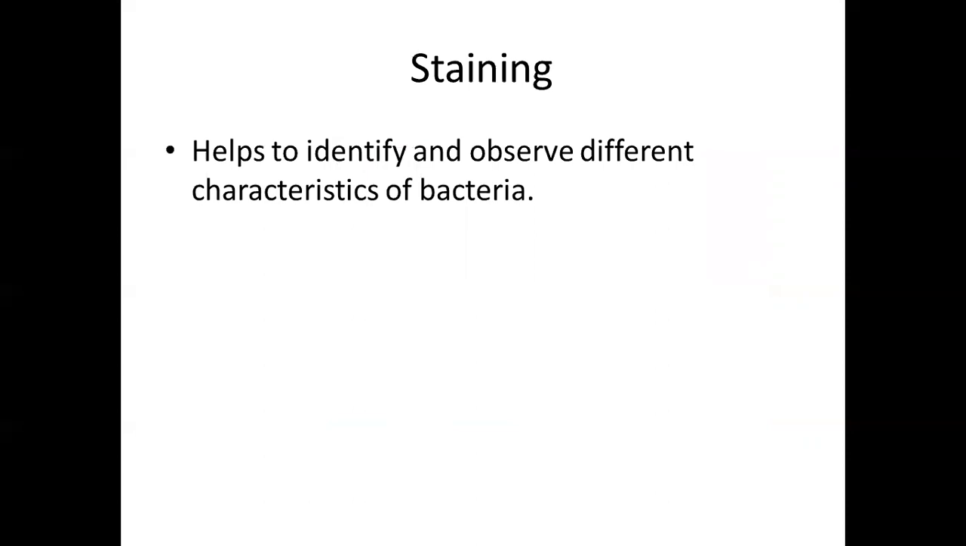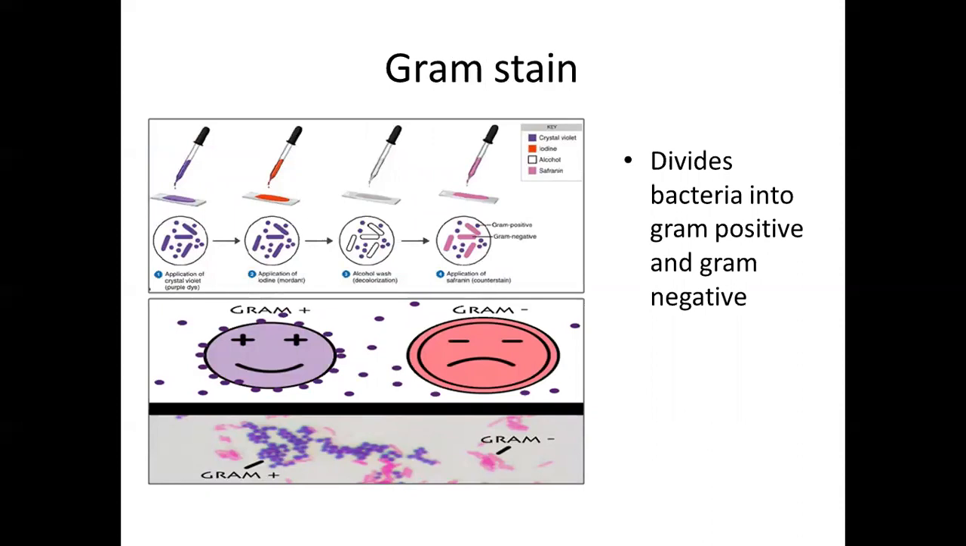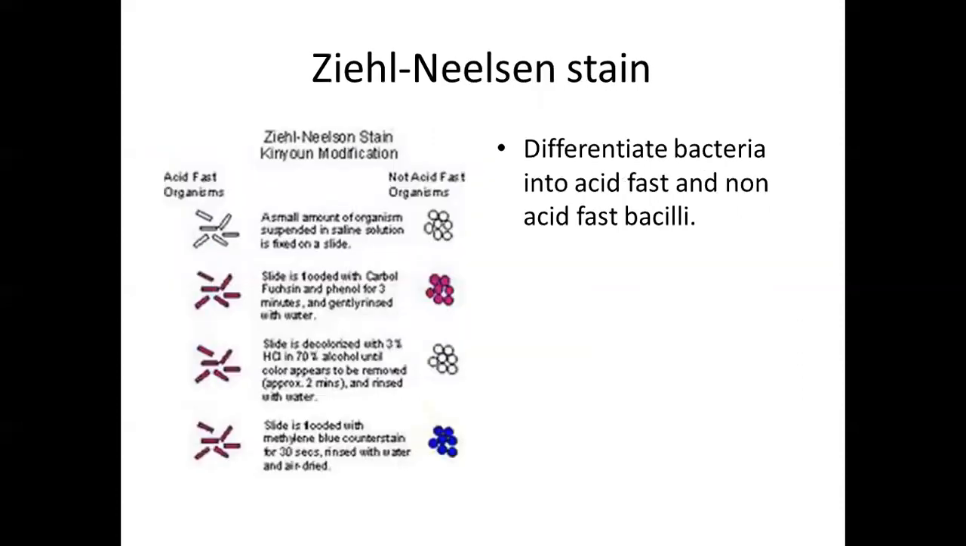Staining helps to identify and observe different characteristics of bacteria. The first one is simple stain, which helps to study the best morphology of bacteria and identify the shape of the microorganism. Then gram staining. Gram stain mainly divides the bacteria into gram positive and gram negative. Next, Ziehl-Neelsen staining, particularly to differentiate acid-fast from non-acid-fast bacilli.